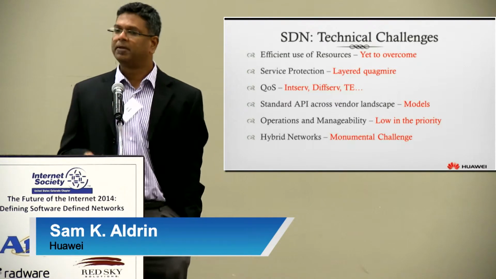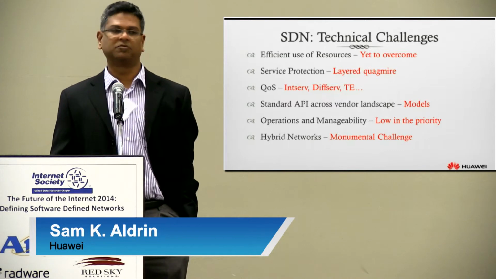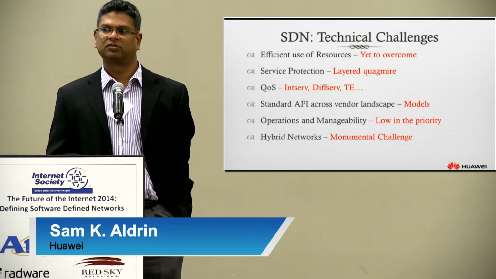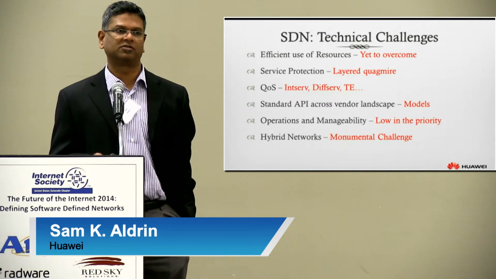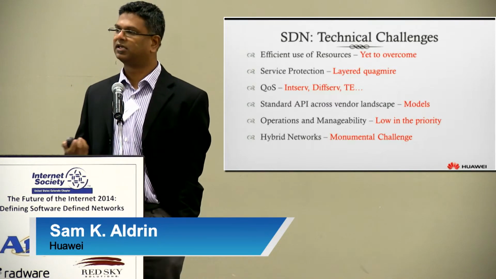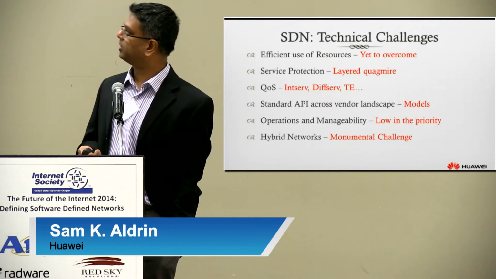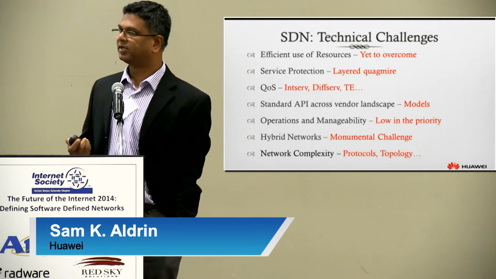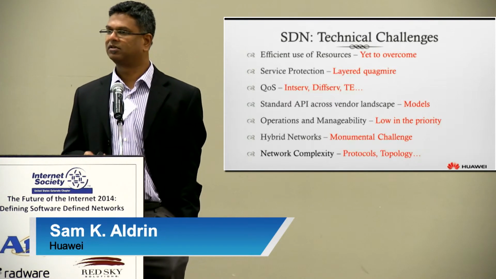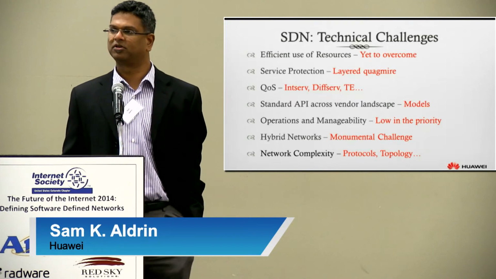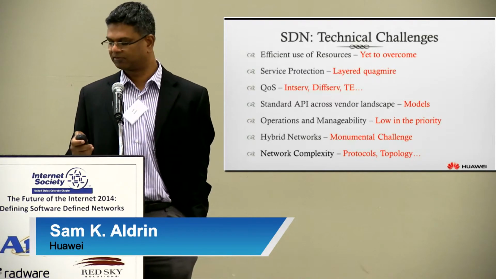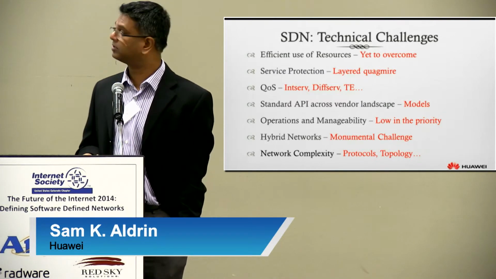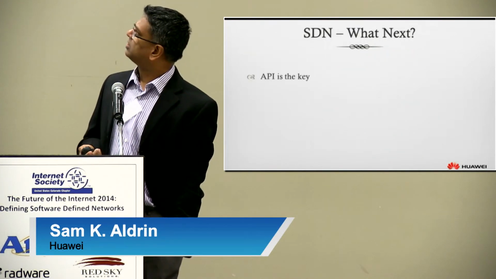And hybrid networks. Not every network is a greenfield, as you know. So whenever you introduce a new technology, you need to ensure how you can interoperate with the existing deployments and how you're going to interwork with them. So of course, the complexity with all the protocols, all we are doing right now is to add more protocols, and that's not going to stop, at least in the near future. So what next?